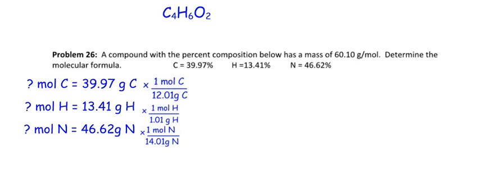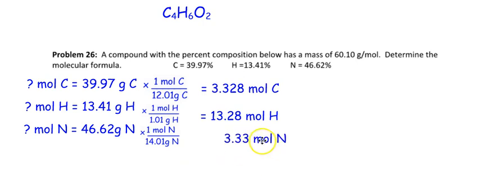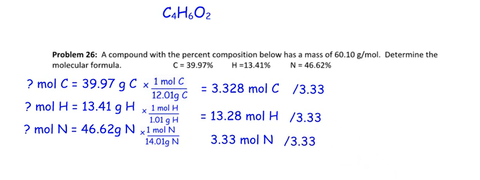Pause this, do your math, make sure you get what I get, okay? All right, so I got this many moles of carbon, that many moles of hydrogen, and this many moles of nitrogen. Now what? Divide by smallest. Well, what's my smallest number here? Well, it's pretty much 3.33, 3.33, 3.33. And what is the first one? You're going to divide that and you get 1. What's this one? You get 4. And what's this one? You get 1.